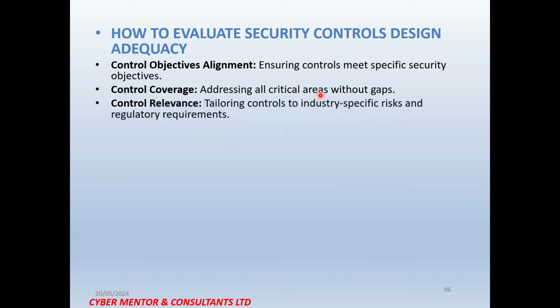So another way to evaluate your control design adequacy is how you tailor your control to industry-specific risk and regulatory requirements. Because we're talking about relevancy of control. How relevant is this to your specific risk? And is it meeting your regulatory requirement?